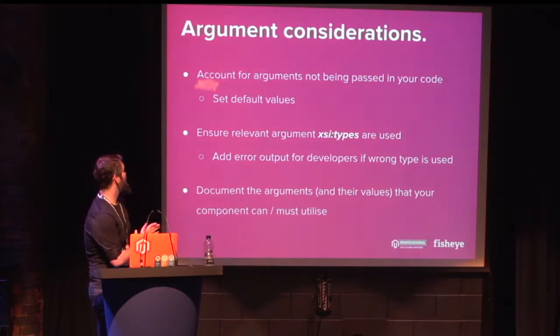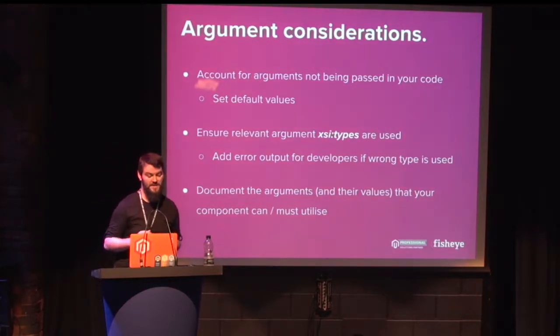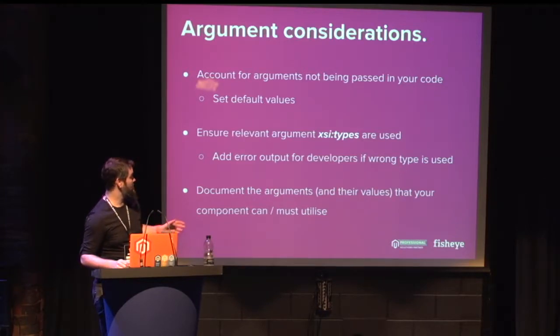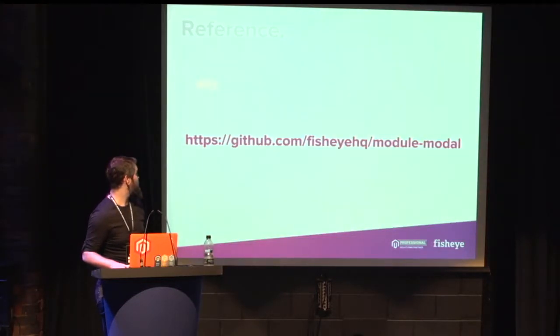So just a few considerations. You should always account for arguments not being passed in your code, so you can set default values or add error handling. Same goes for the type of the arguments you use. I would be quite strict on the types. If somebody passes in the wrong type, add error handling for it. And also important, document the arguments that your component can use. It will help future you and your colleagues and anyone else. If you want to have a look, this thing does exist. It's not the real implementation we use, but it's a good example, hopefully.